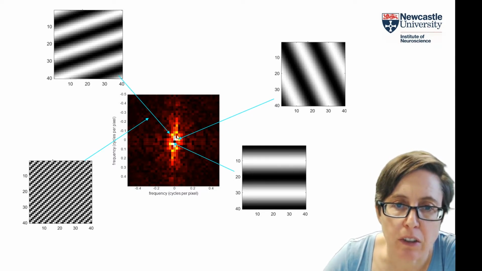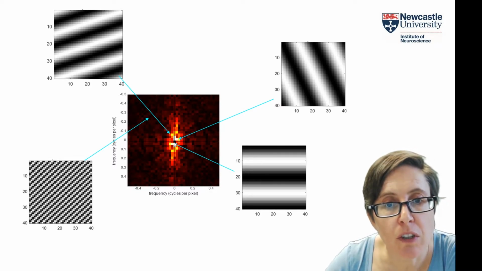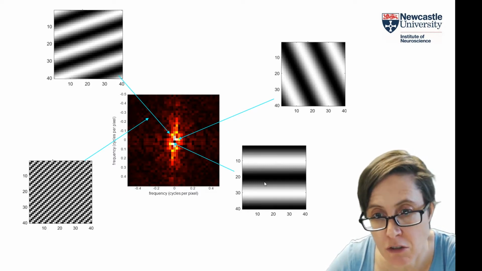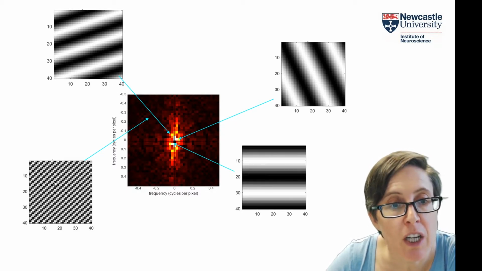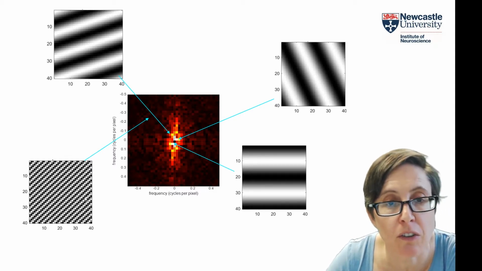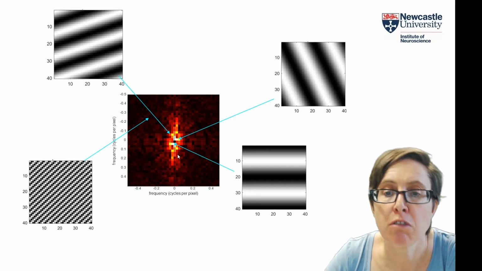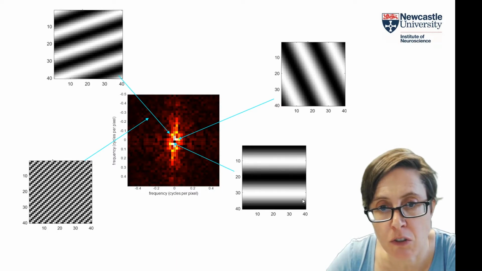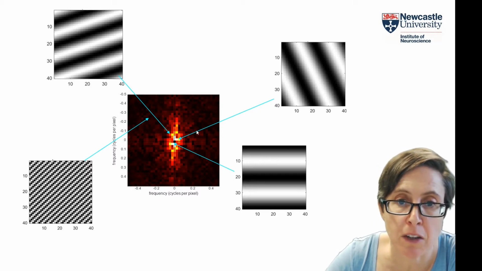So each pixel in this Fourier spectrum represents one grating. Points closer to the origin represent low spatial frequencies. So this point here represents this grating. You can see that's quite low frequency. This point out here, it's a lot further from the origin. It represents this grating, which is a lot higher spatial frequency. You can see the stripes are much closer together. The polar angle, so where we are around the clock, reflects the orientation of this grating. So points on the y-axis represent horizontal gratings, points on the x-axis represent vertical gratings, and points in between represent oblique gratings.